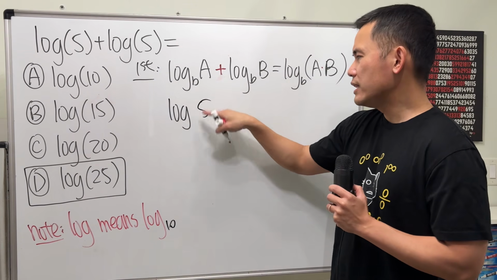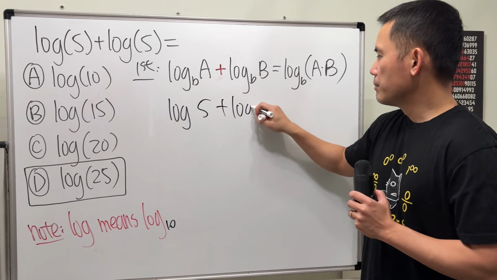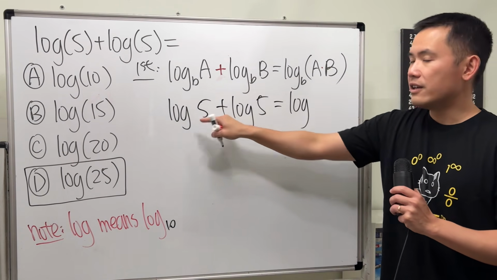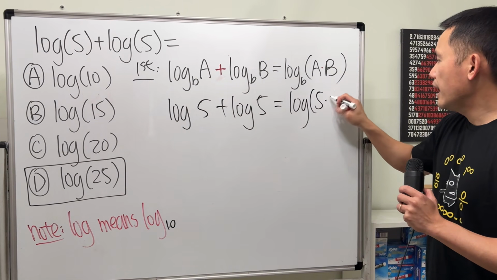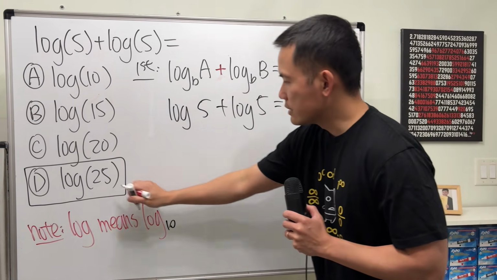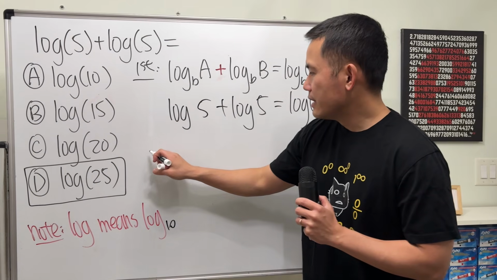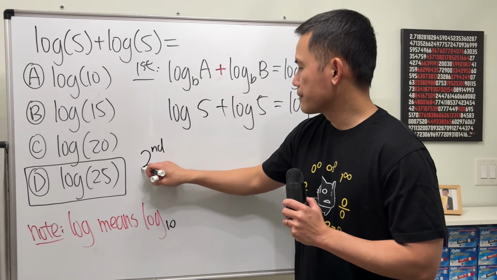Okay, so we have log of 5, and if you only have one thing inside of the log, you don't really need the parentheses. But anyways, what we will do is just multiply the 5 and 5 together, and that's how we end up with the 25 on the inside, like that. Cool, huh?